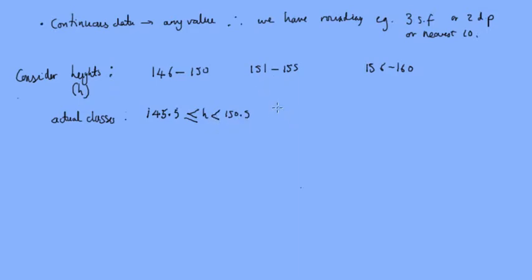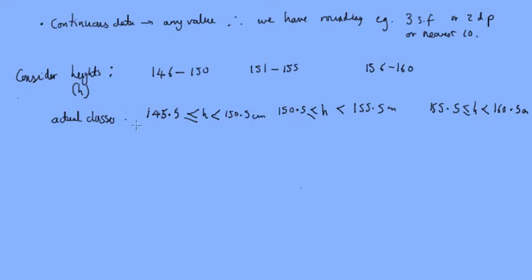Now on the upper limit here, we don't have it being equal to 150.5, but just less than, because in the next class we'll start with 150.5, and that's going to be less than or equal to the height, and that height can then be less than 155.5. And then in our final class, we've got 155.5 less than or equal to H less than 160.5 centimetres, and these are all in centimetres.